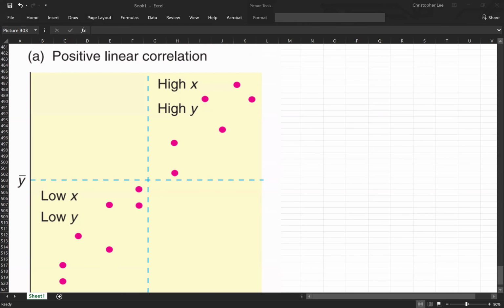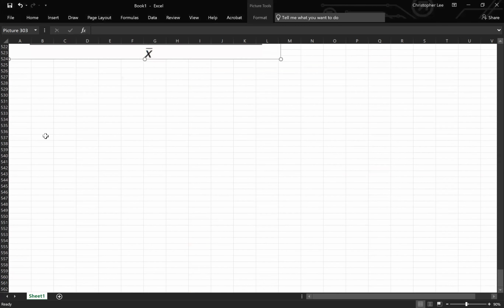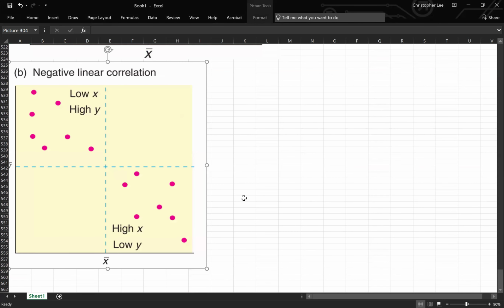Let me show y'all what negative is like. I'm kind of beating a dead horse, saying the same thing again. So this is the reverse. Negative linear correlation: you have a low X, high Y, and you have a high X, low Y.